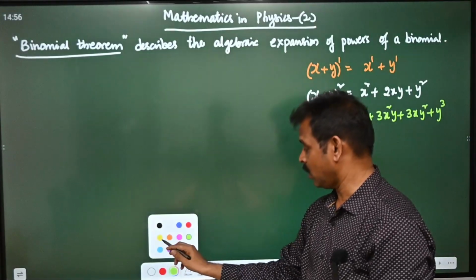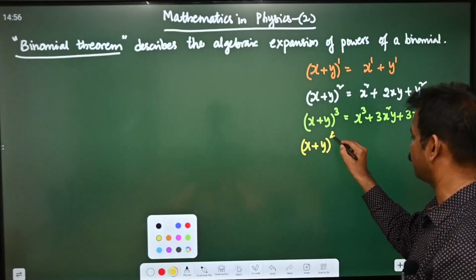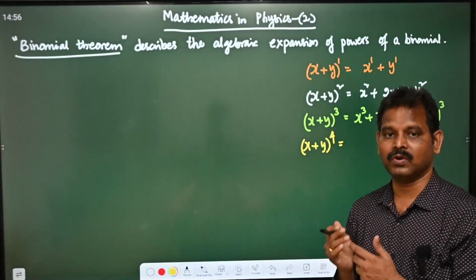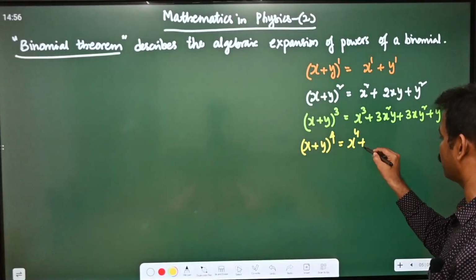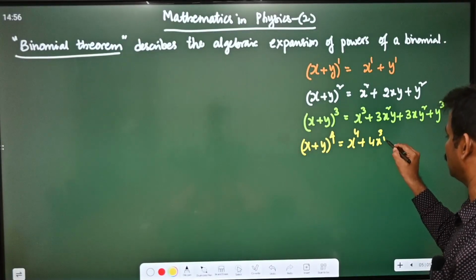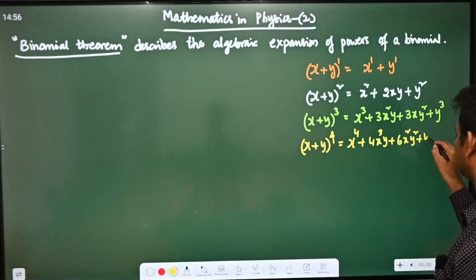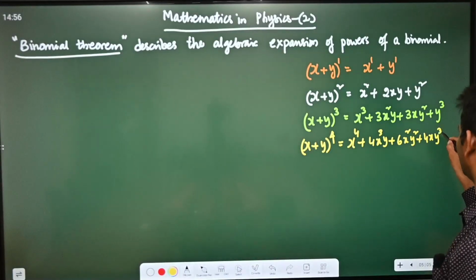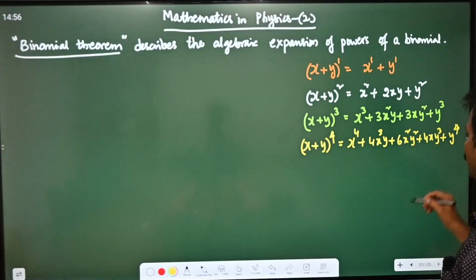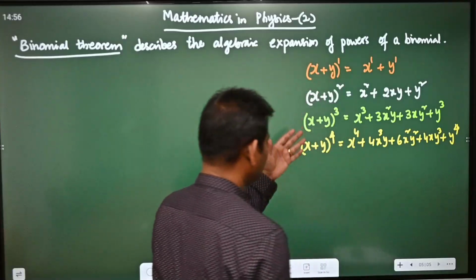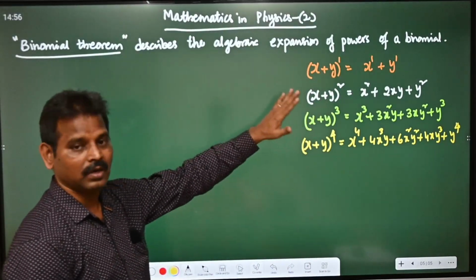But if you ask students to write x plus y whole power 4, most of them will fail to write it. The actual expression for this one is x power 4 plus 4x cube y plus 6x square y square plus 4xy cube plus y power 4. So this is x plus y whole power 4. Then x plus y whole power 5 can also be written easily.